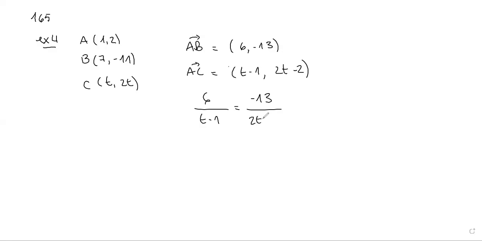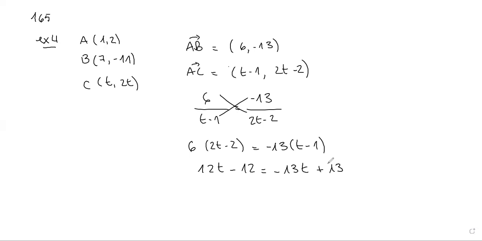And now to see if they are aligned, I have to write this. What do I have to do now? Same thing. I multiply this and this, so I get 6 multiplying 2 times t minus 2 equals minus 13 times t minus 1. So that's 12t minus 12 equals minus 13t plus 13, because it's minus by minus. Now I move everything with t to one side, everything without t to the other. It's adding and subtracting, so that's 25t equals, this 12 moves here, adding, so that's 25, so t has to be 1. If t equals 1, then the 3 points will be aligned.